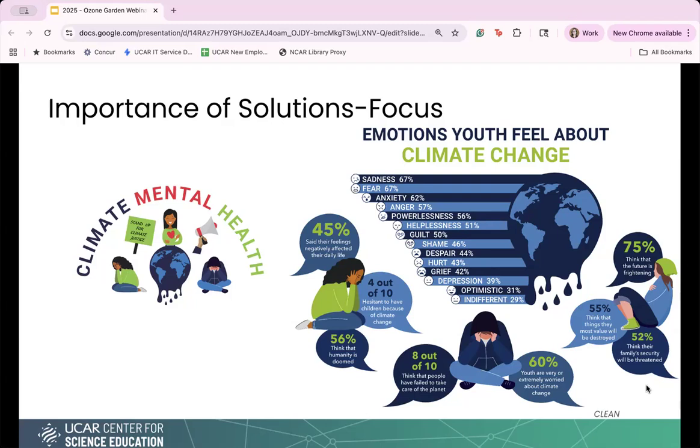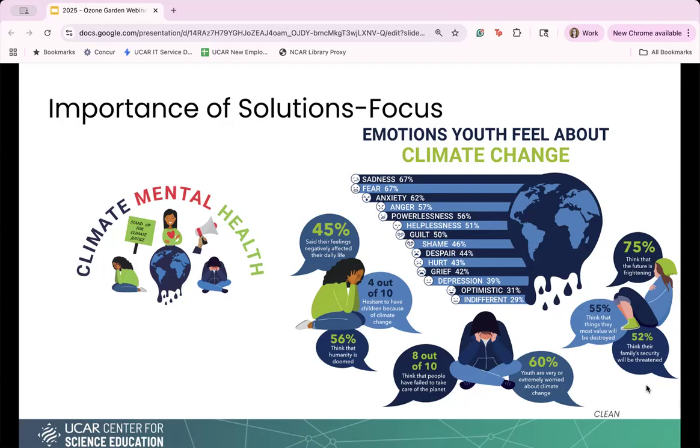And so coming in with these emotions and knowing where people are coming from can help us frame how we actually talk about air quality solutions, climate change solutions. So then we're going to focus on air quality, but this is something to keep in mind, where our young people that we're working with are coming from. And this came out in 2021, so it's fairly recent.